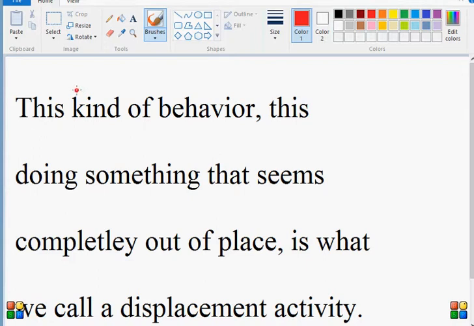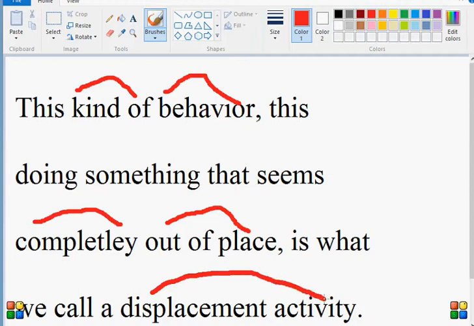Okay, this kind of behavior, this doing something that seems completely out of place, is what we call a displacement activity. Okay, now I did that very slowly. Let's listen to it a little bit more quickly.